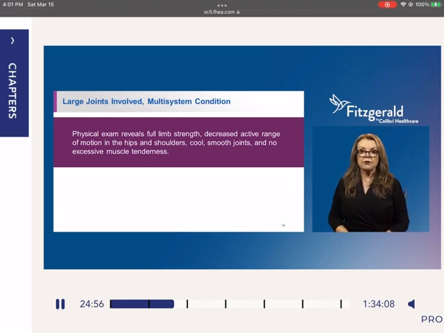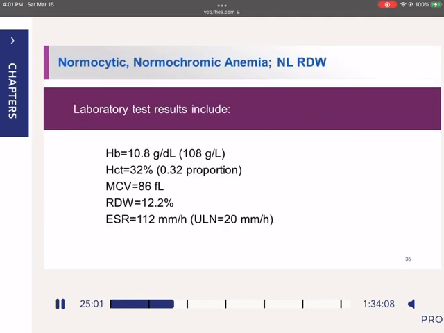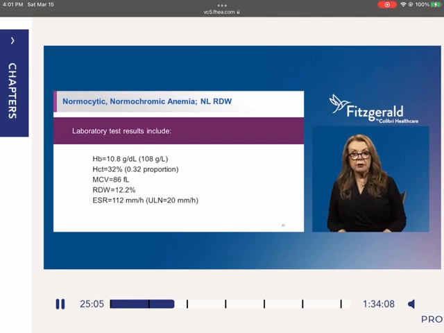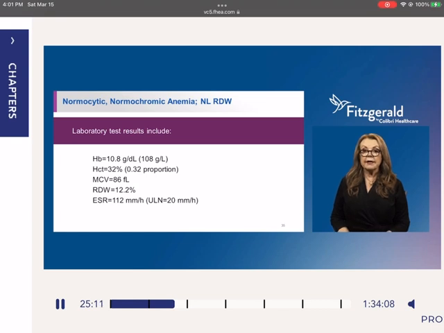Multiple systems are involved here, mostly large joints. Laboratory testing includes the following. Her hemoglobin is 10.8, her hematocrit is 32%, MCV is 86, RDW 12.2%.